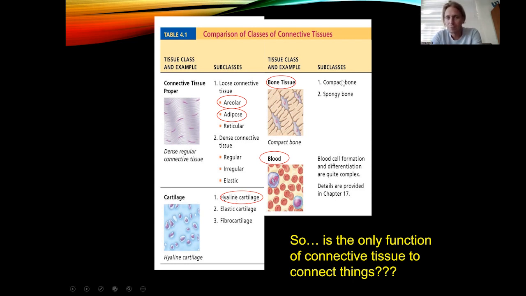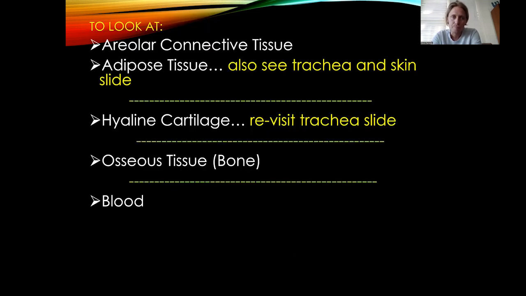We're going to look at compact bone specifically in here. We're not going to look at spongy bone. And then we have blood, and we're going to look at a blood smear to be able to identify the parts of blood. Okay, so again, you have to tell me the examples of where we see all this.